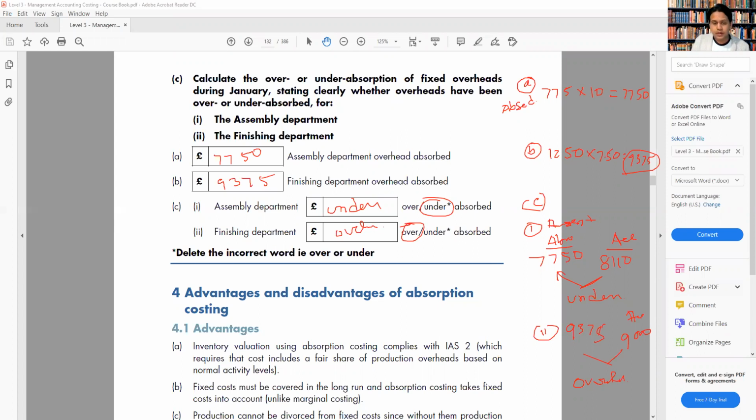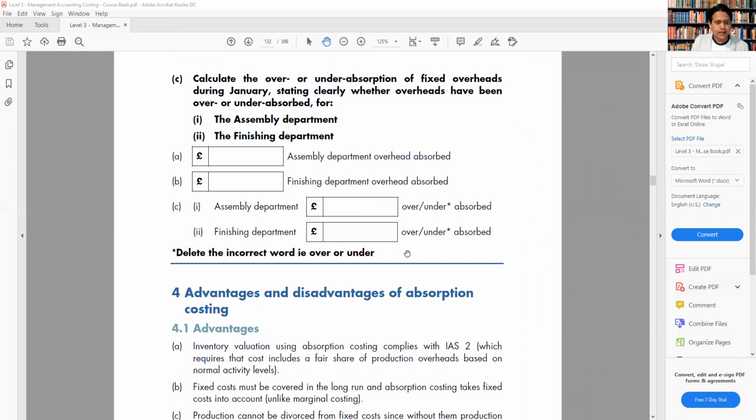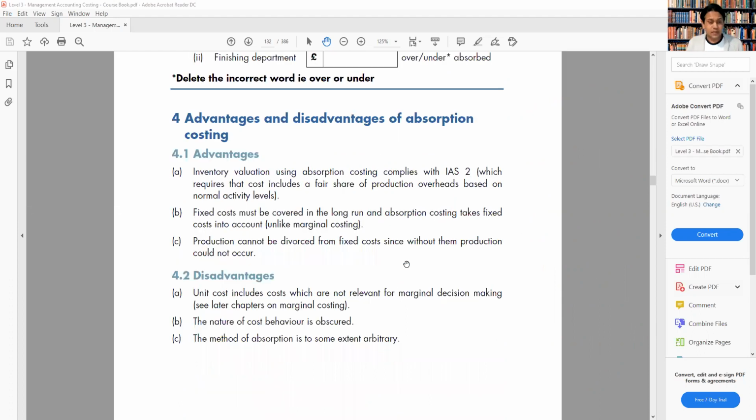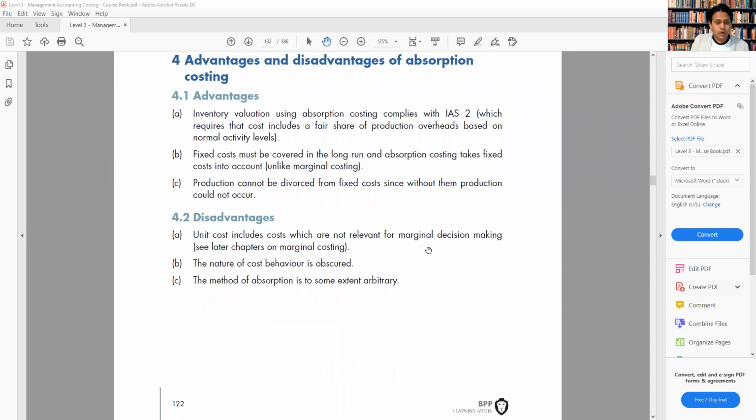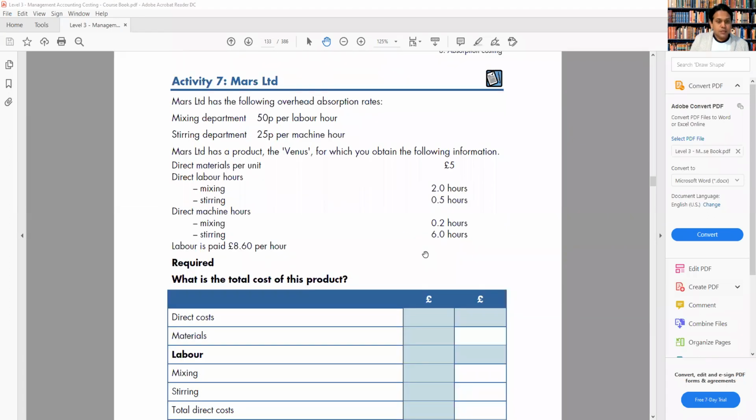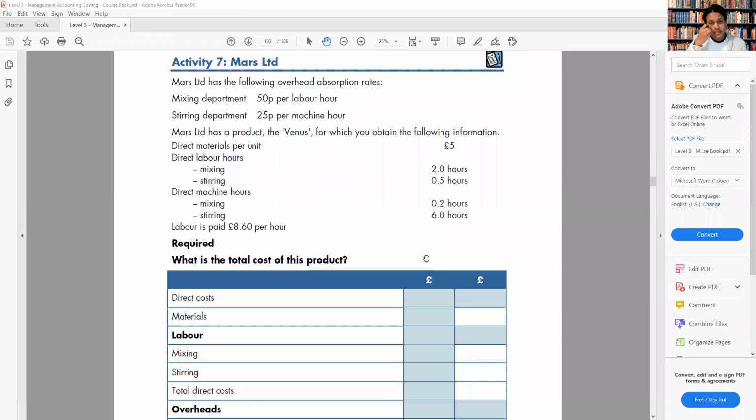All right, that's it. Let's move on to our next question. The next point we have is advantage and disadvantage. I'll leave this one for you to read as homework. Let's move on to our next question, activity 7, Mars Limited. Let's try to do this question together.